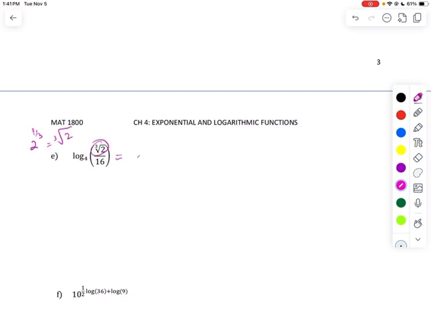Now, 2 as a power of base 4 is what? 2 is the square root of 4. So I can say 2 is the same thing as 4 raised to the power of 1/2. So I can write it as log base 4 of 4 to the 1/2, whole to the 1/3, divided by 4 squared. So the top gives me 4 to the 1/6 and the bottom is 4 squared.